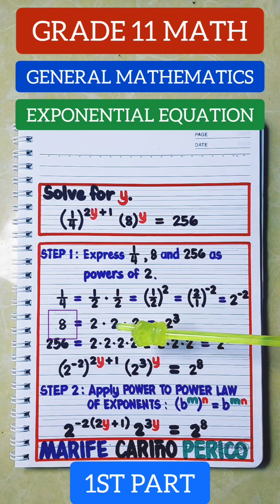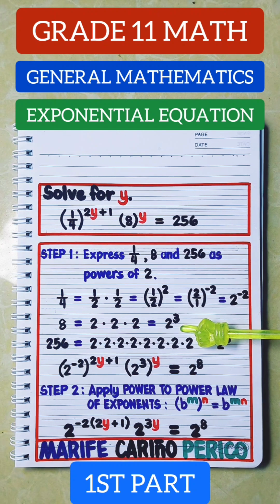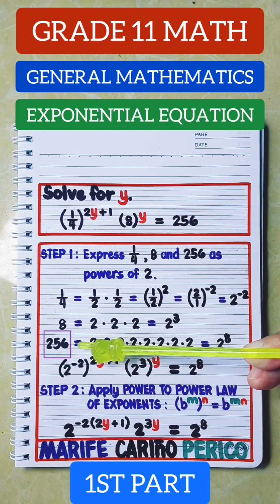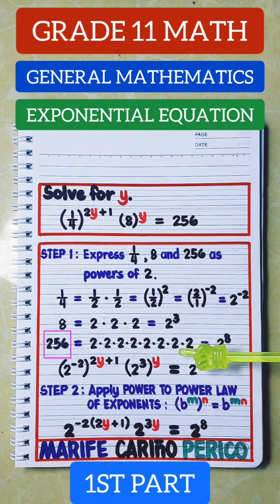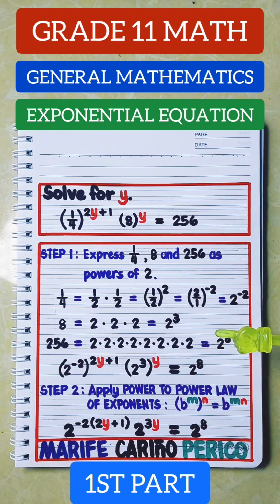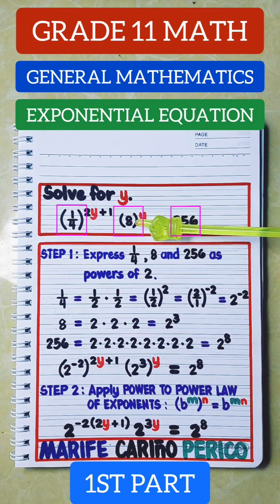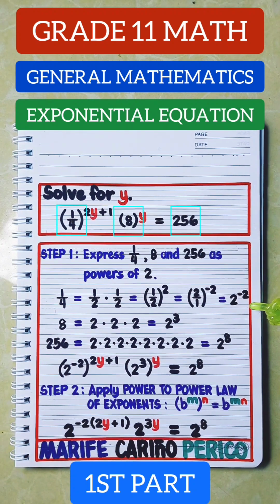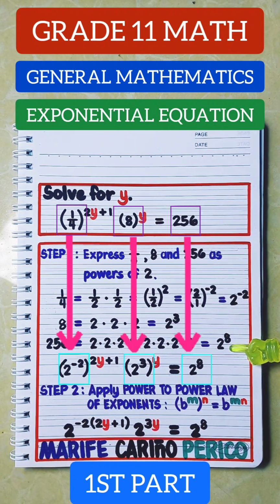8 is equivalent to 2 times 2 times 2, or 2 used as a factor 3 times, or 2 cubed. And 256 is equivalent to 2 used as a factor 8 times, or 2 raised to the power of 8. The next step is to replace 1/4, 8, and 256 with their corresponding exponential numbers.